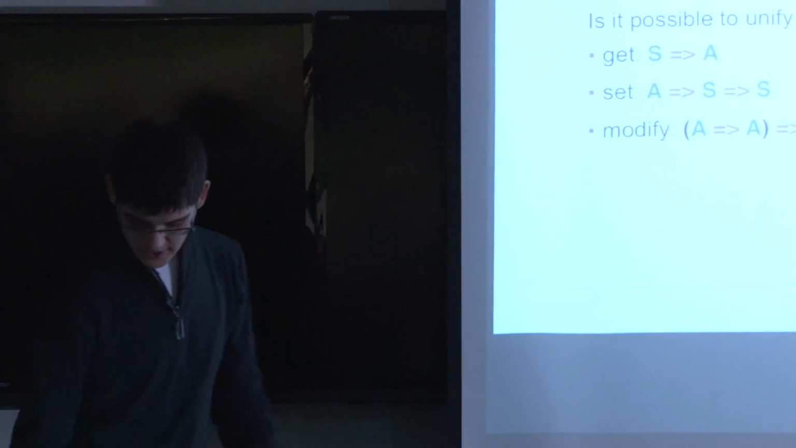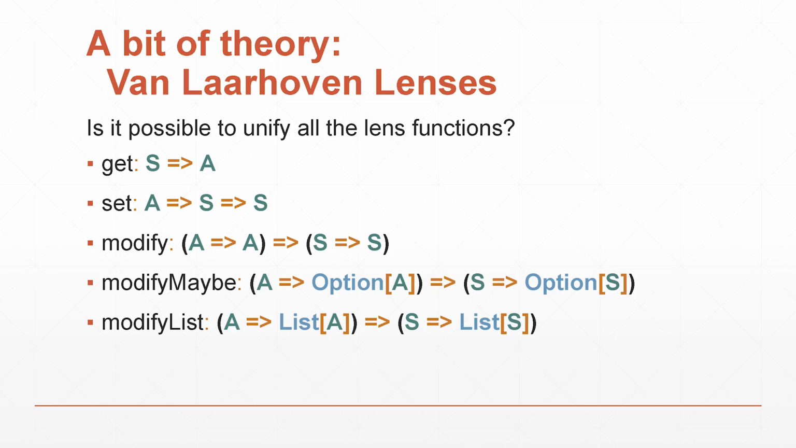We will look at two other examples, which are modify maybe, which takes a function from A to option of A. It might fail the computation inside. And it takes an S and yields an option of S. If this failed inside, it will fail outside. And if it succeeded, we'll get a sum here, right? And it will modify the inside. And another interesting one is modify list, which takes a function from A to a list of A's, all right? And takes the S and then returns a list of S.